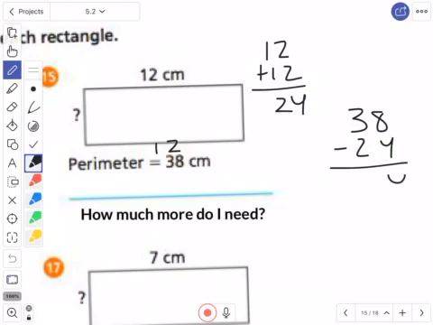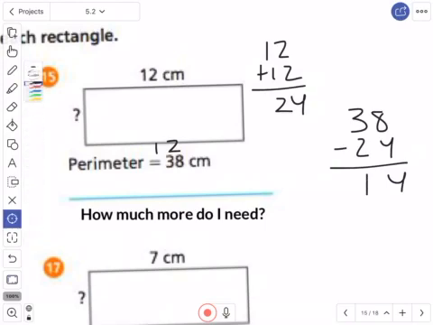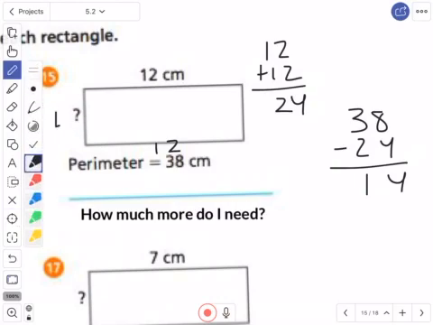8 minus 4 is 4. 3 minus 2 is 1. 14. I need 14 more. Now you may be thinking, oh, what's my missing side then? Well, I can put 14 right there then.